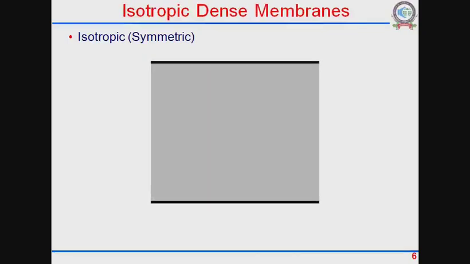Sometimes these pores are very small, or they are practically non-porous materials. Then these are called dense membranes. It is dense in the sense that there are no pores, and there are no pores everywhere. So these are still called symmetric membranes or isotropic membranes, but these are dense membranes. There are no pores inside.